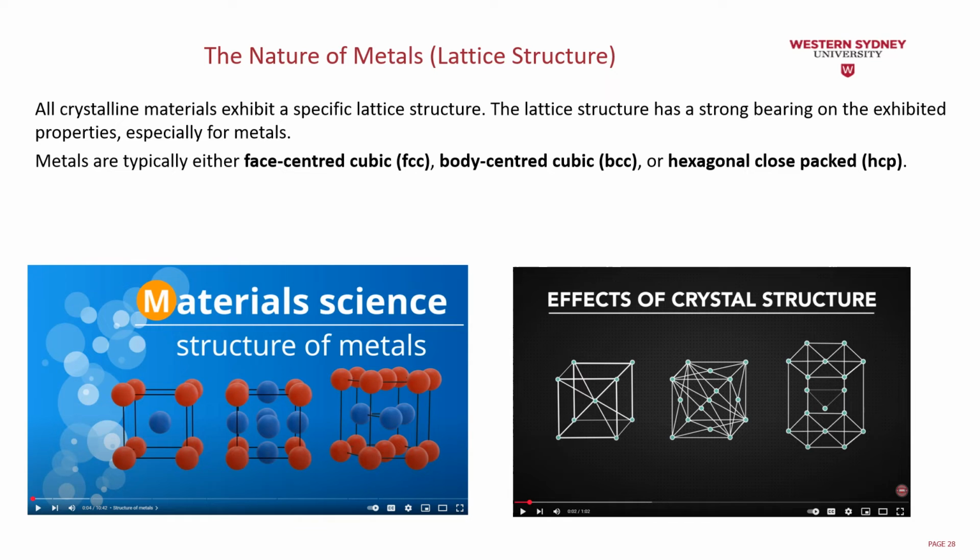Now, the nature of the metals and the lattice structure: all the crystalline materials exhibit a specific lattice structure, and lattice structure has a strong bearing on the exhibited properties, especially for the metals. The metals are typically either face-centered cubic, body-centered cubic, or hexagonal close packed.